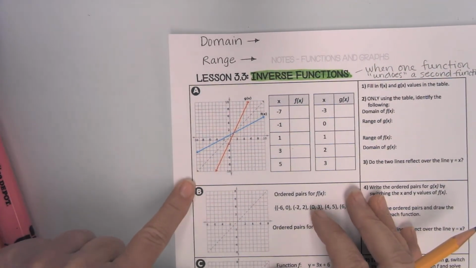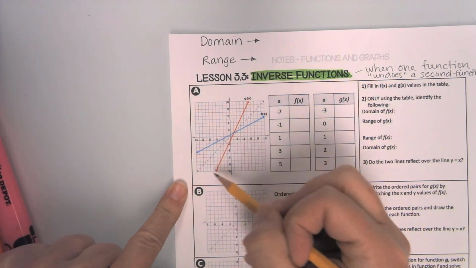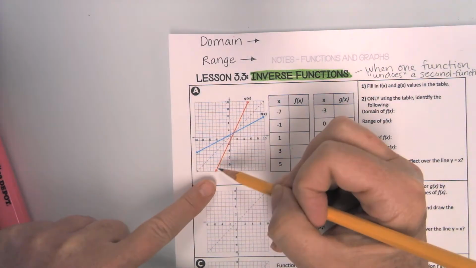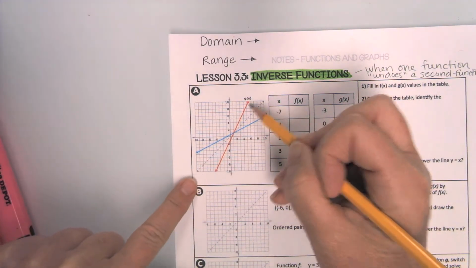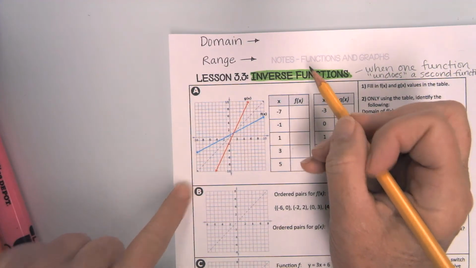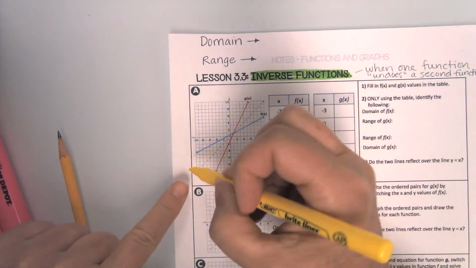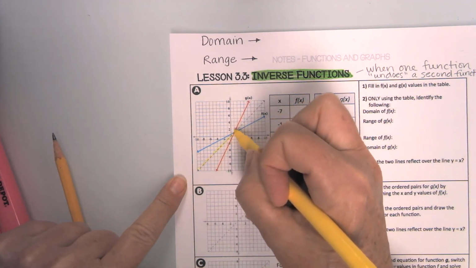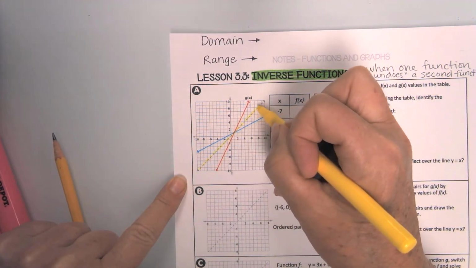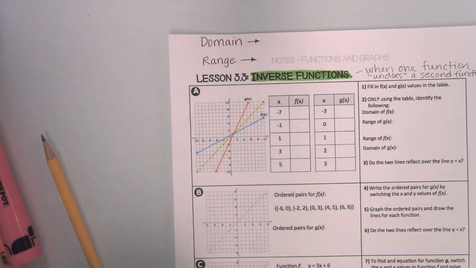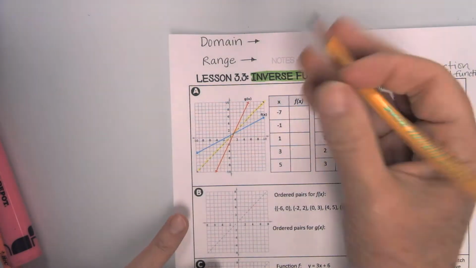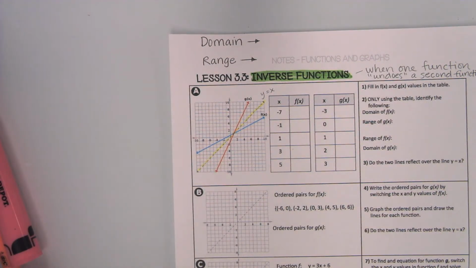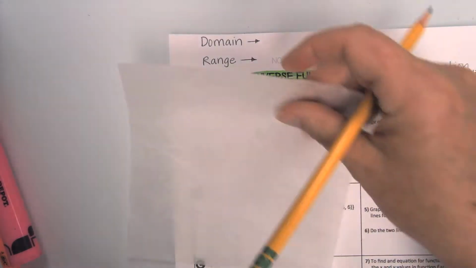Now there are a few times that we can see this in a graph, so let me go over this graph right here. This is an inverse function. If you'll notice, we have the function f of x and we have the function g of x. An inverse function occurs when they reflect over this line of symmetry, which is y equals x. So let's go ahead and add that. Y equals x.